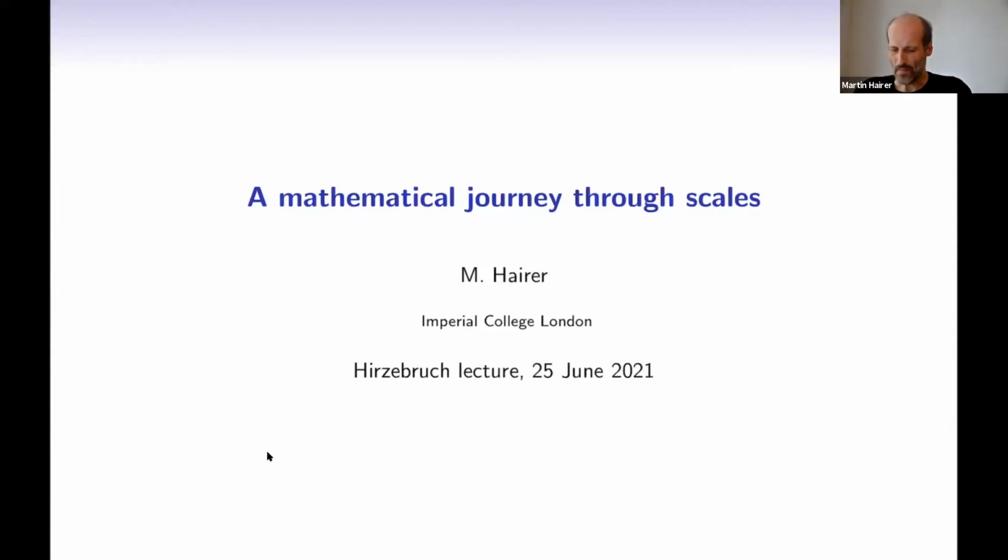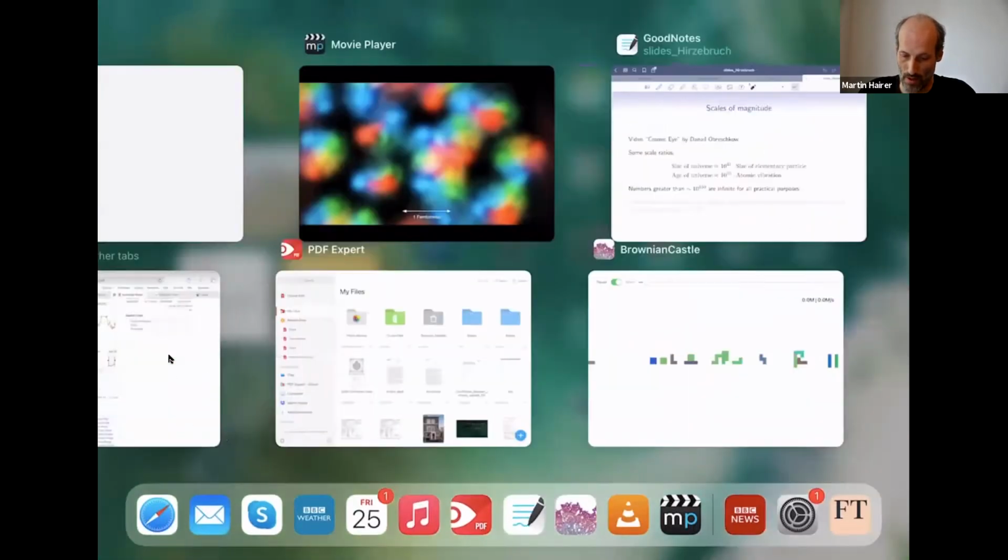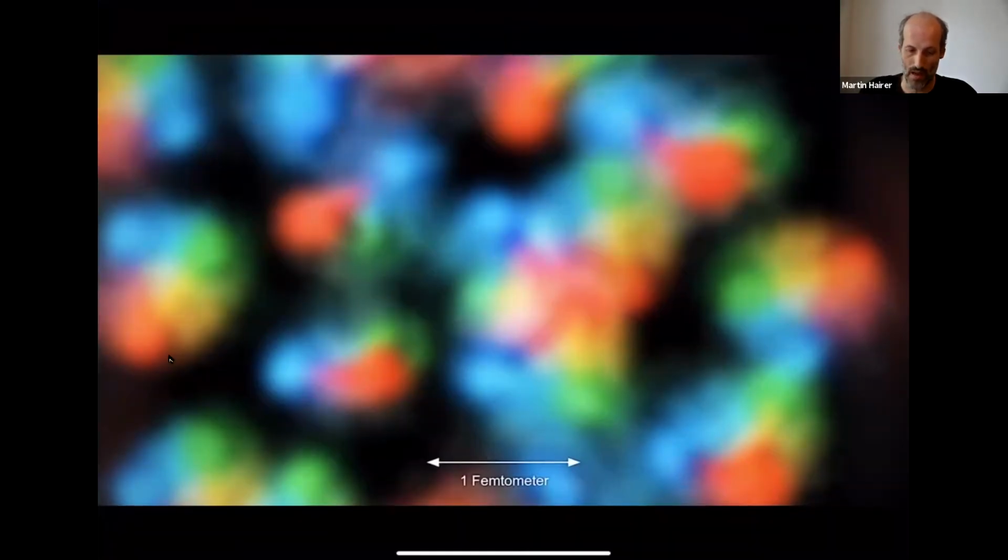The topic of my talk is going to be scales and how systems change under changes of scales. And so I thought that to start, I would show you a little video. It's a video that was made by an Australian physicist, Daniel Obreshkov, called Cosmic Eye, and it will give you a little bit of an intuition about the size of these scales.